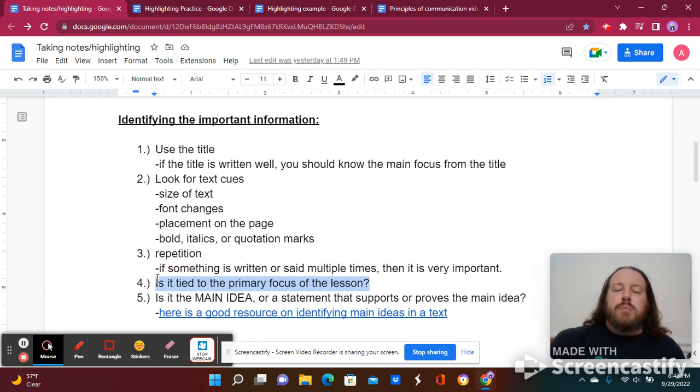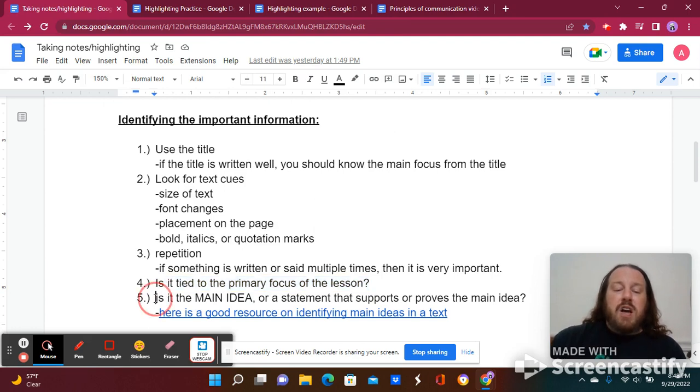Is it tied to the primary focus of the lesson? Again, if you are dealing with a good teacher, a good professor, a well put together text, it should make it very clear what the primary focus is. So always go back to that. Things that you're seeing, are those things tied to the primary focus? And then also, sorry about that.